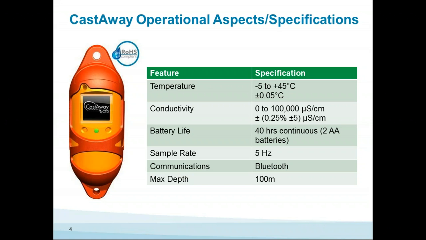Just to give you an idea of the ranges that we're able to measure: temperature, you can measure a range from -5 to positive 45 degrees Celsius, and conductivity 0 to 100,000 microsiemens per centimeter. This corresponds to a salinity of up to about 42. Battery life, we have about 40 hours of continuous battery life. This depends on whether you have the LCD, the colorful screen, turned on or not, and how many times you're pinging the GPS. It runs on 2 AA batteries, and the sampling rate is 5 hertz, and that goes for all the data: temperature, conductivity, and pressure.